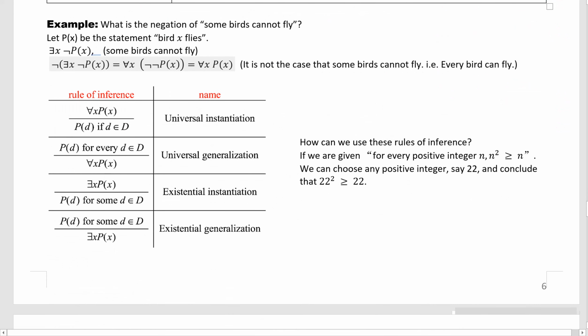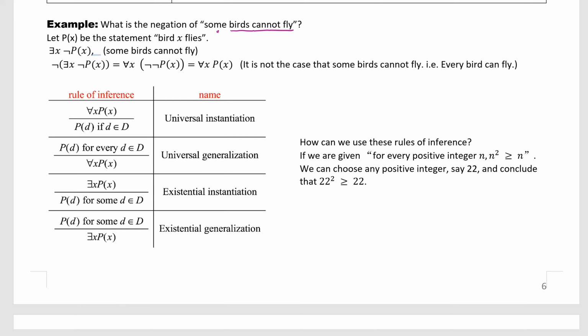Let's look at more examples. What is the negation of some birds cannot fly? Right now I already give you the answer here, but let's pretend we don't have it. So some birds cannot fly. The propositional function is birds can fly, and cannot is like not P. Some is there exists, so we have there exists x, not P of x.